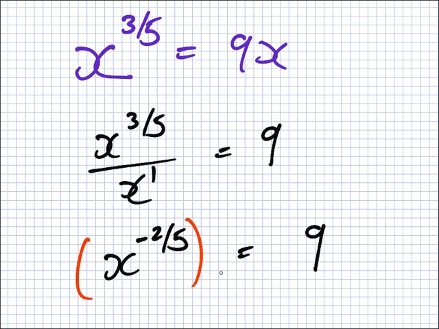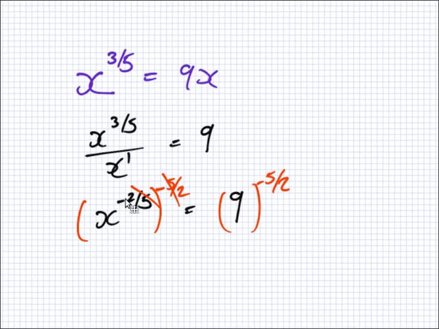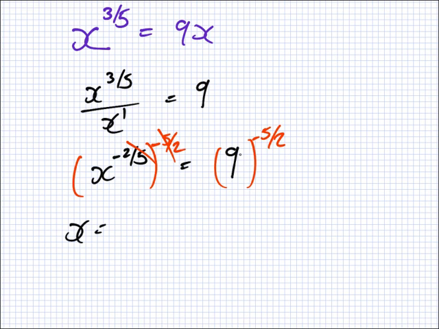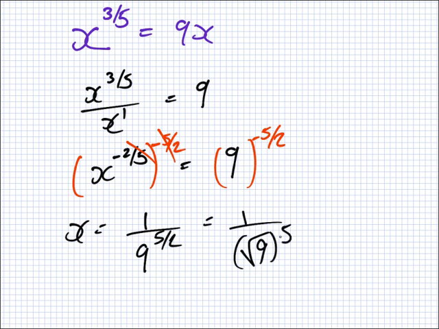Well, what power should I put on both sides? I should put minus 5 over 2. Because they'll cancel down. And so I'll get my answer, x equals 9 power minus 5 over 2. Can we do reasonable? I'll look at that in a second. So that is 1 over 9 power 5 over 2, which is 1 over square root 9 power 5, which is 1 over 3 power 5, isn't it?